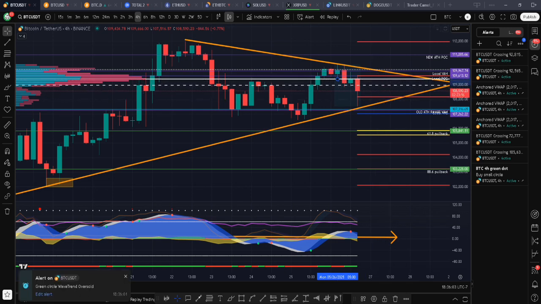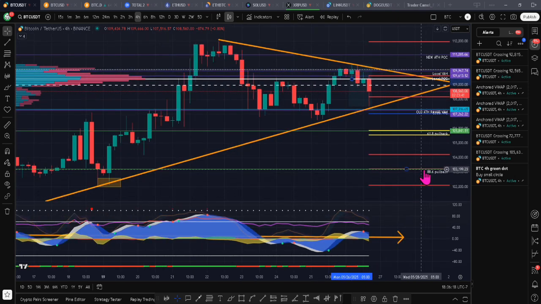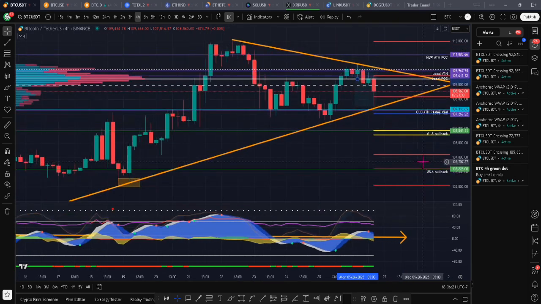I believe if we do bounce on Tuesday or Wednesday, it would have to be from one of these levels: either the old all-time high again, the 618 pullback, or the 886 pullback. So we'll see how it goes, but we'll leave it at that.